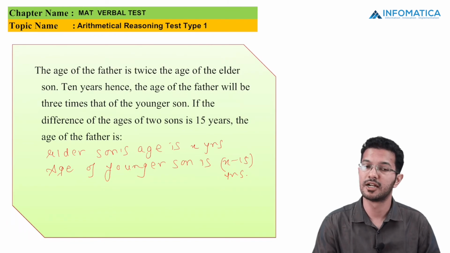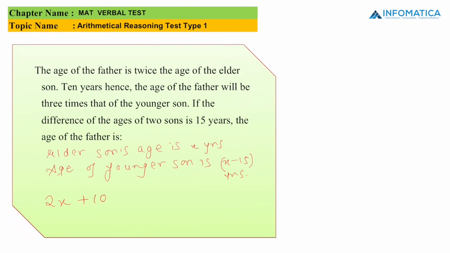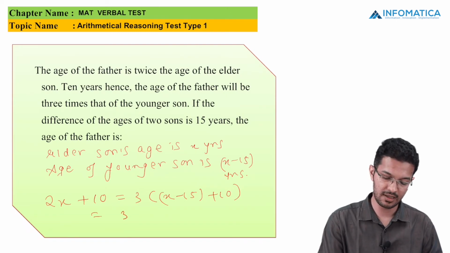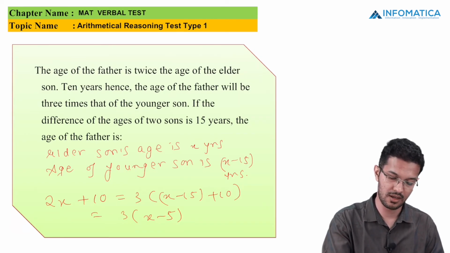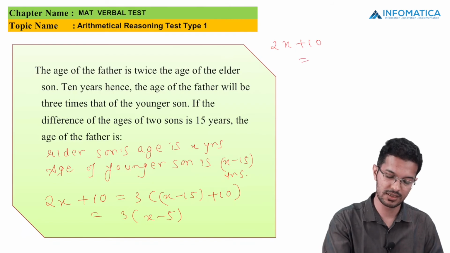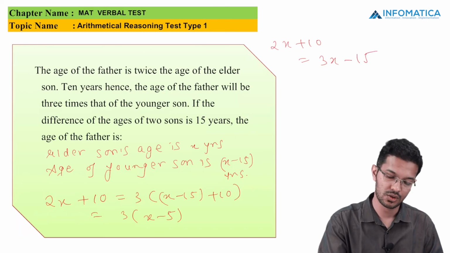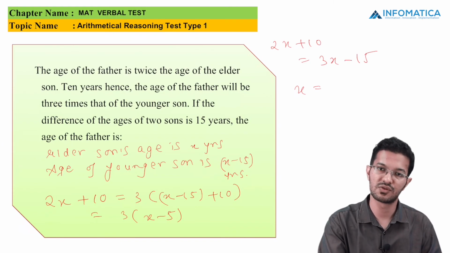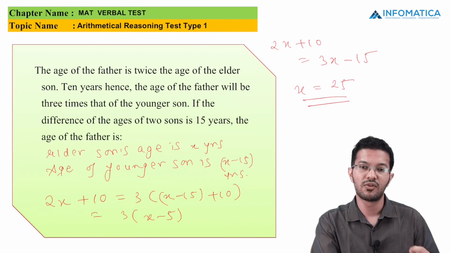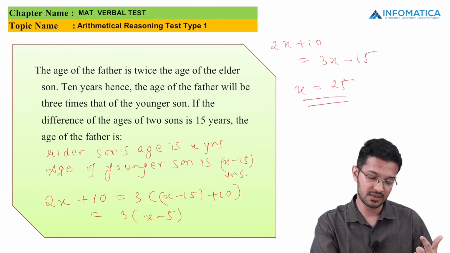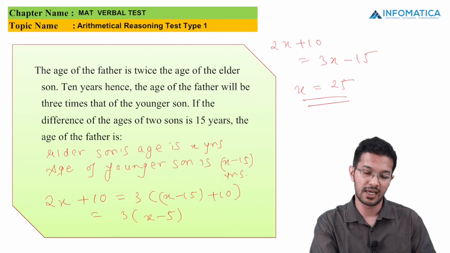So as per the equation, let me see what I get. So on simplifying this, we get 3 in the bracket x minus 5. Therefore 2x plus 10 is equal to 3x minus 15. So when we simplify this, we get x is equal to 10 plus 15, which is 25. So we have got x is equal to 25 years. Ab 25 years kya hai sir? 25 years is age of the elder son.